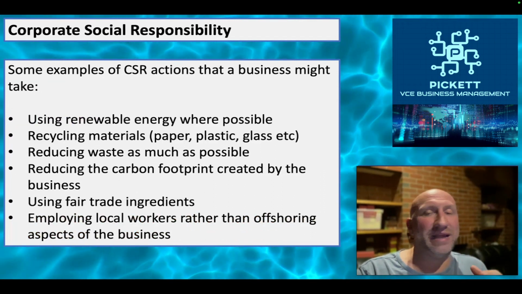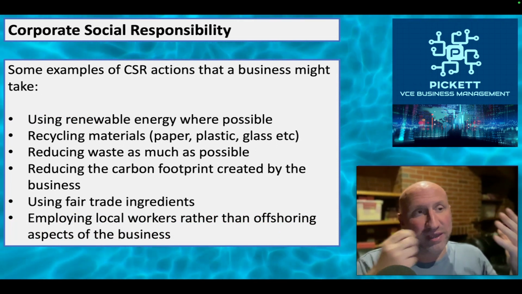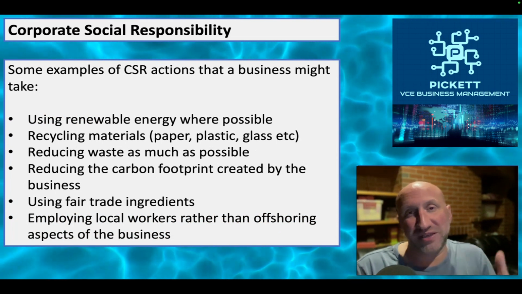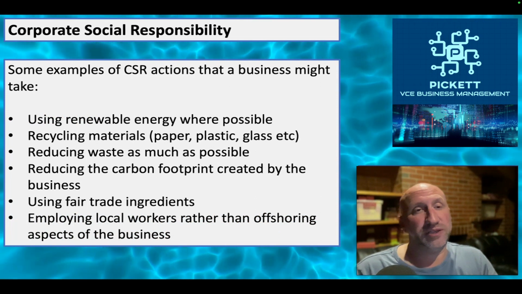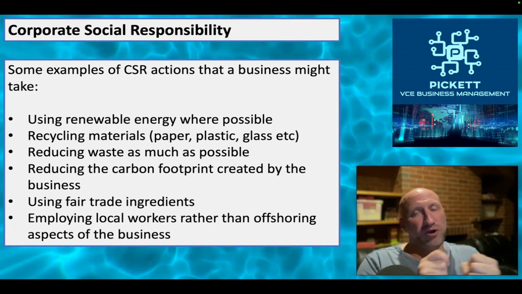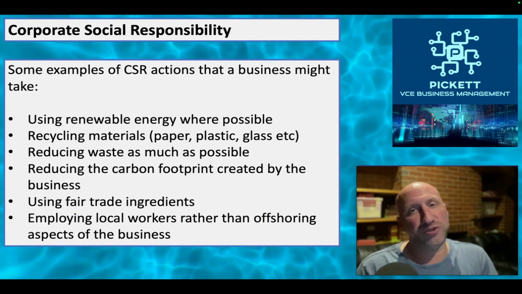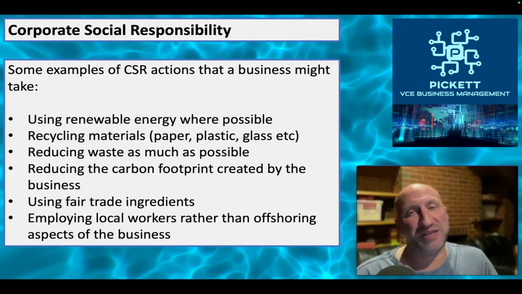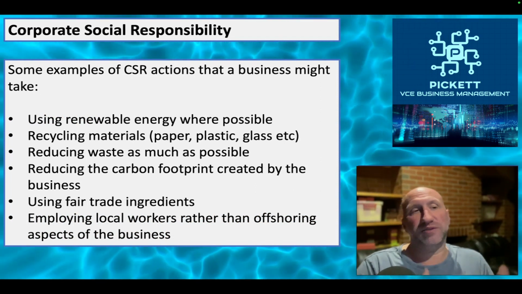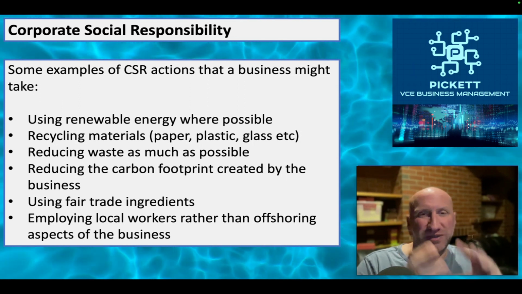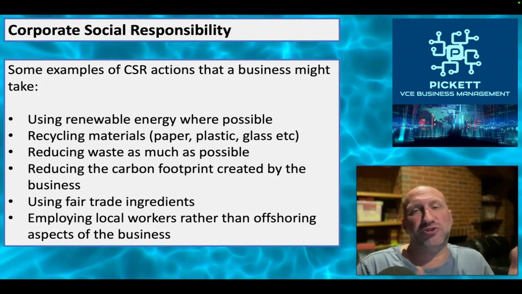To help you understand and put that definition in some context, here are some examples of things that businesses might do that demonstrate social responsibility. And again, this is just a short list, just to give you some examples. As we go through the rest of the course, we're going to be applying CSR to the various bits of content that we cover. There'll be lots and lots more examples specific to that content. This is just a bit of a list to introduce you to the idea.